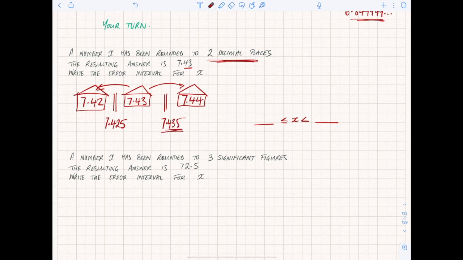And this becomes 7.435, because that's the middle of 43 and 44. It's the 0.5 part. Okay, so that would be your lower bound, 7.425, and your upper bound would be 7.435.